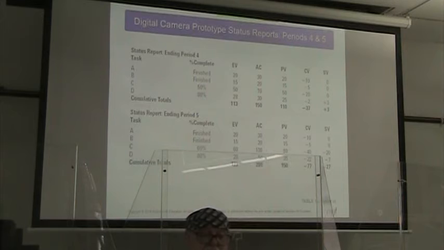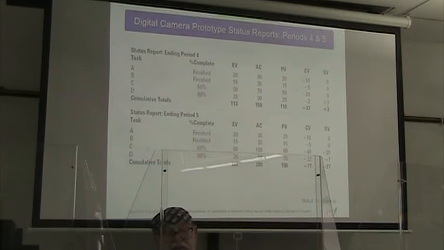All right. So then our status report ending in period 4, our cumulative total for earned value is $113,000. Our actual cost is $150,000. Our planned value is $110,000. So our cost variance is negative 37. Our schedule variance is +3.